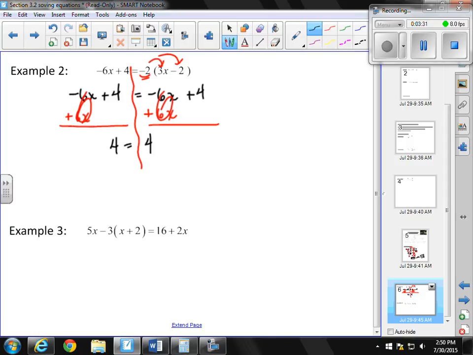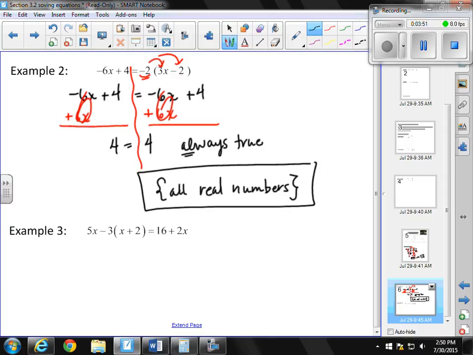Now, 4 equals 4 is always true. So I know that this is an identity, but always true tells me that my answer is a set of all real numbers. Now this one is easy to check because I can plug in any two real numbers and both of them will make my equation true.